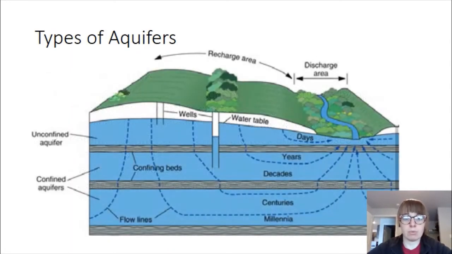So here's an example of those types of aquifers. So here's our unconfined aquifer up at the top, right? So this blue layer here is our unconfined aquifer. You can see that you're readily able to exchange with the atmosphere. We have our water table here at the top. And then we have a confining layer here.